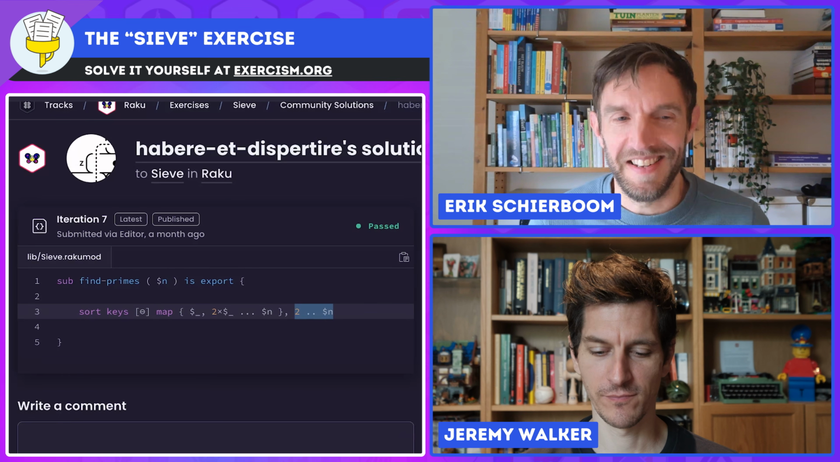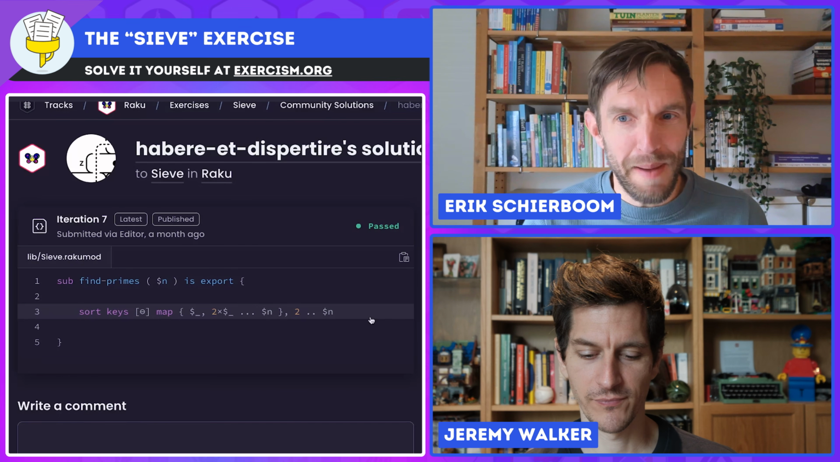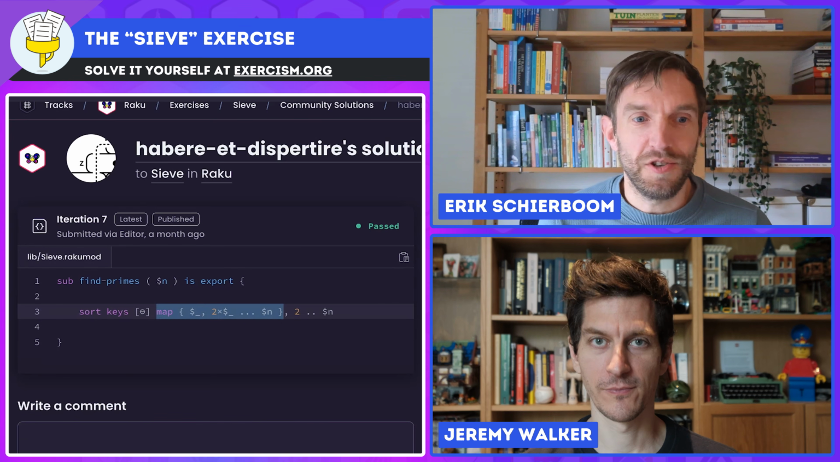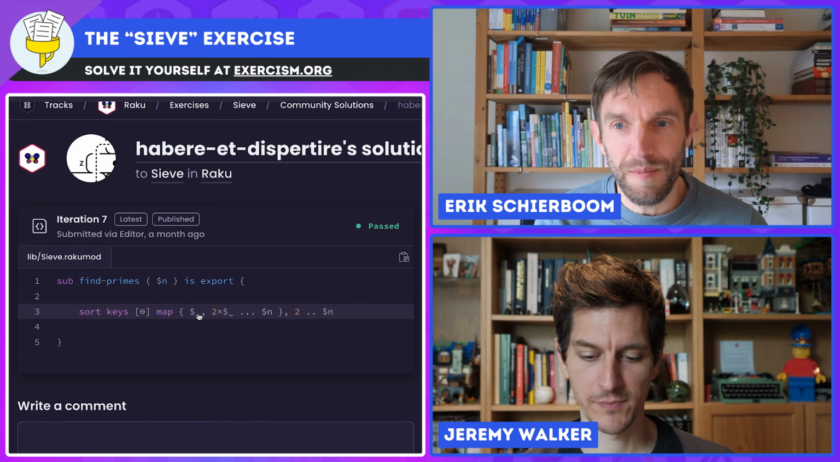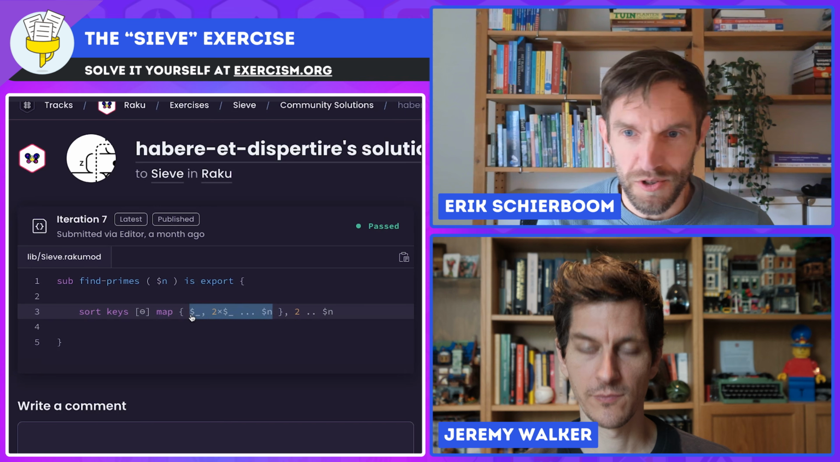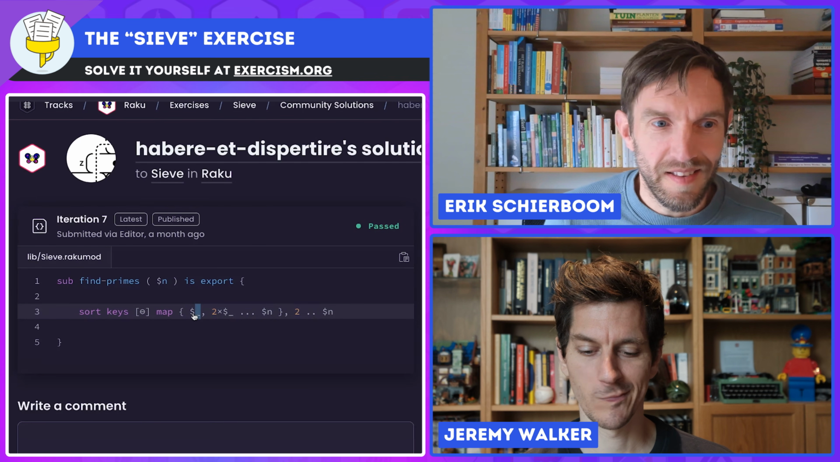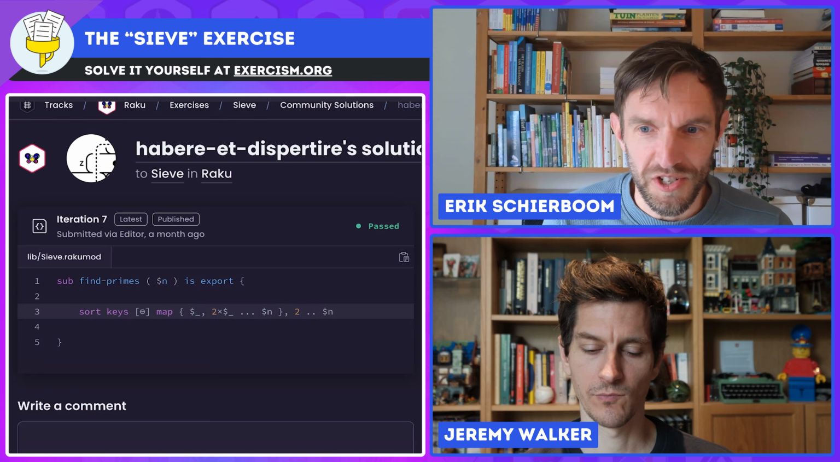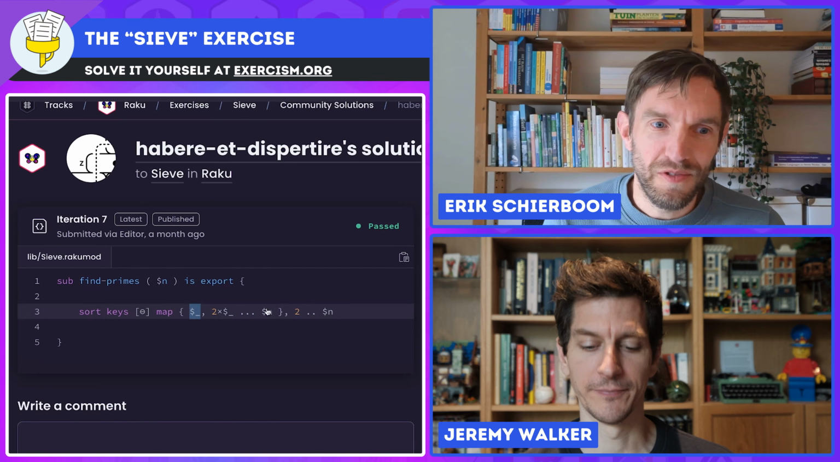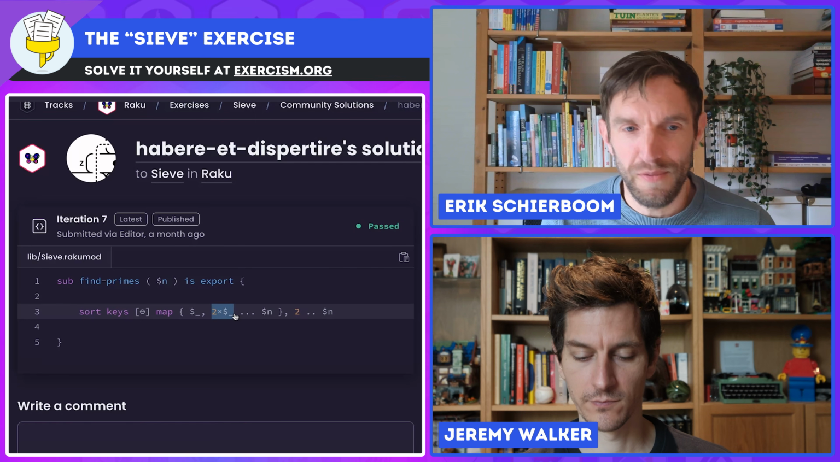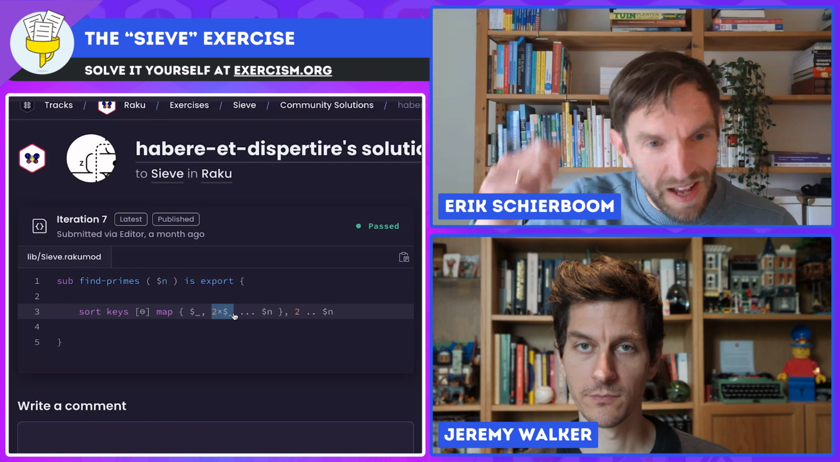Then the second thing that is happening is that whole map thingy. The thing between the curly braces is code that is applied to all of the numbers in that range. So it will start applying this to 2. And $_ is the number itself. Then you have 2 times $_, so it might be 4 if the number is 2, up until the end.